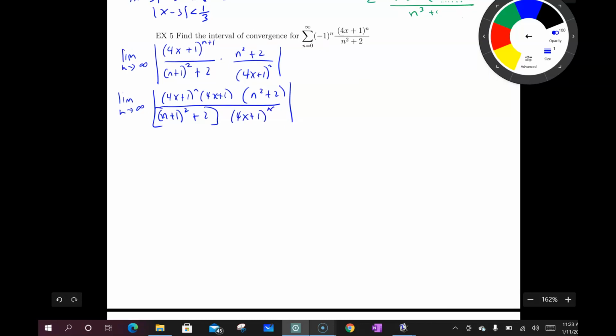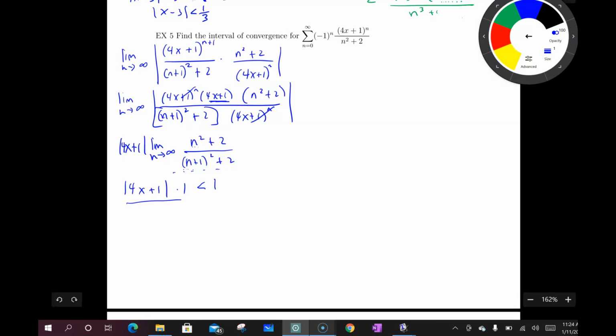Okay, so I can see these guys will cancel. So let's pull this outside: 4x plus 1, absolute value. And what's left inside here? So I've got n squared plus 2 over (n plus 1) squared plus 2. All right, so by doing the limit of this with highest powers, I'd have n squared over n squared. So this limit would give me 1. So times 1, this is my answer to my ratio test.